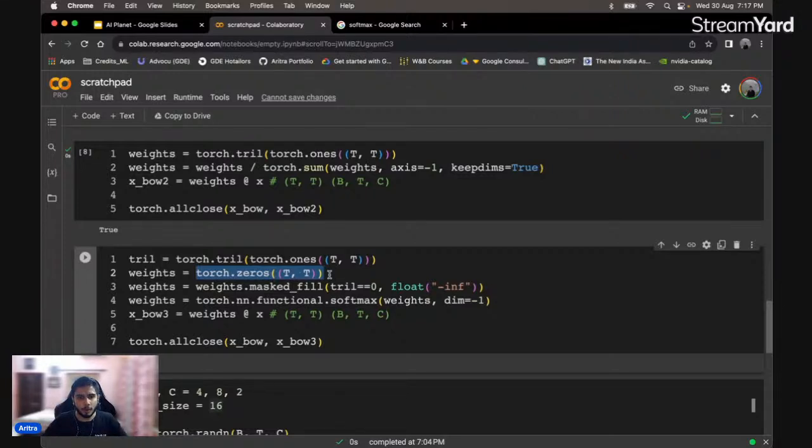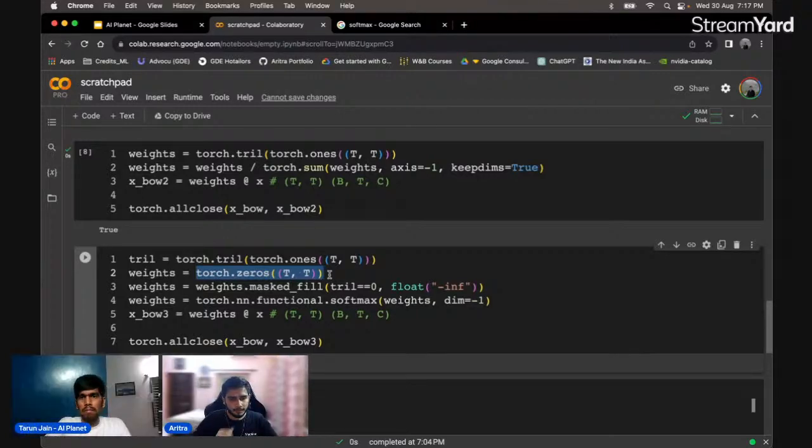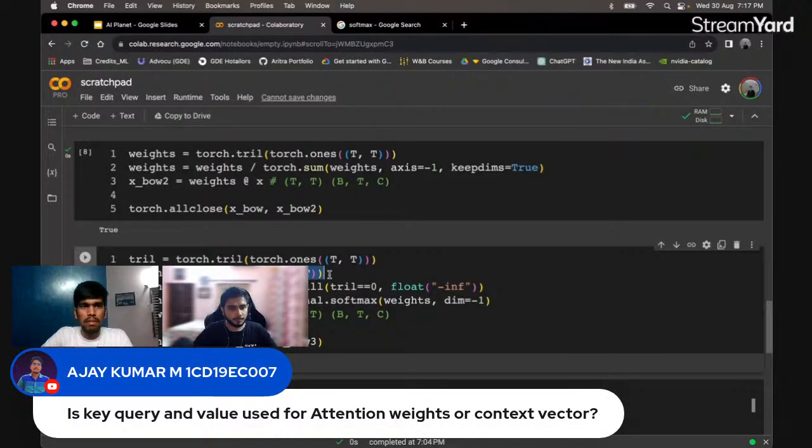And I also saw a glimpse of a question. I'm going to take that question right now. I don't know if you want to flash that question again. Yeah. Is key, query, and value used for attention weights or context vector? It is used for attention weights, and essentially the key and query are used for attention weights, and once you have those attention weights and multiply them with value, you get the context vector. But that is too high level right now. I just blurted out the answer.